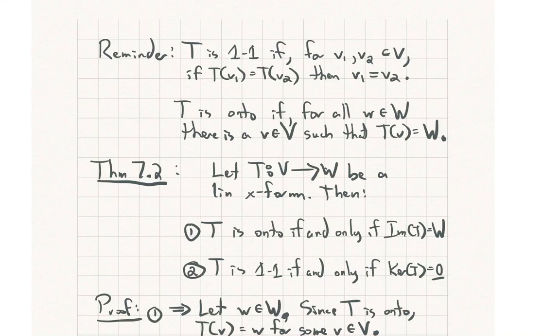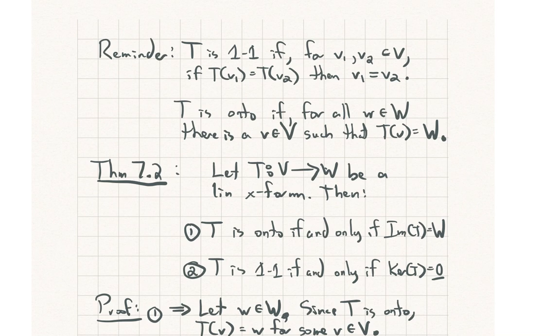Okay, I want to finish up talking about kernels and images as objects before we get to talk about their properties a little bit more. But a nice thing about kernels and images is that they really have a lot to say about whether a function is one-to-one or onto. And just a reminder what a one-to-one function is.